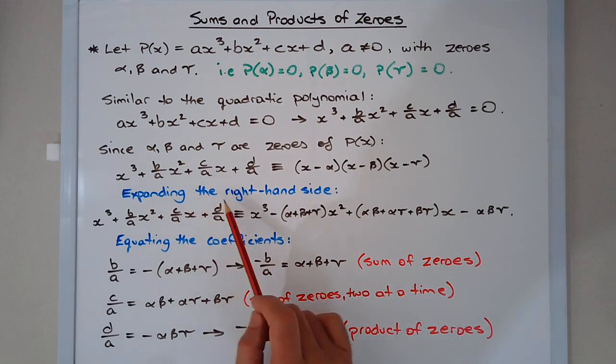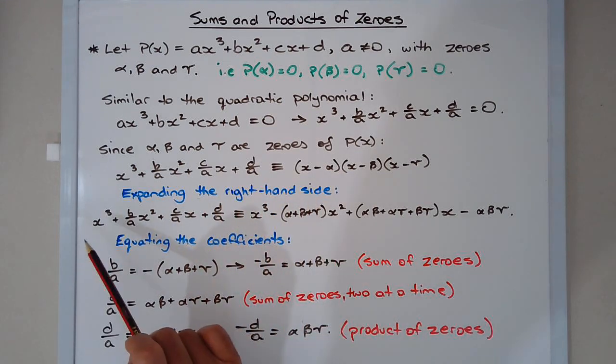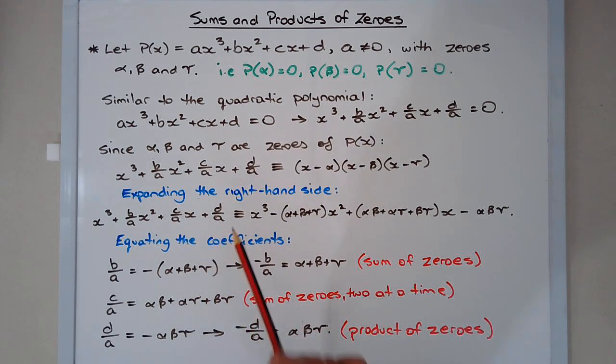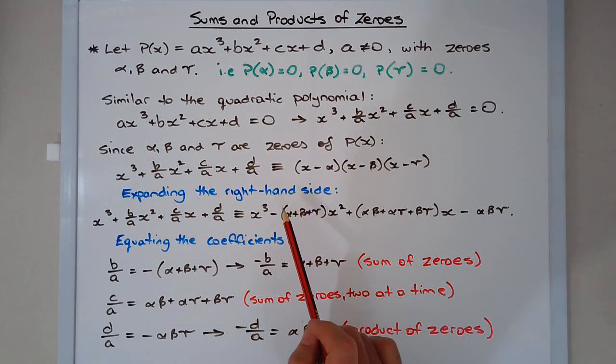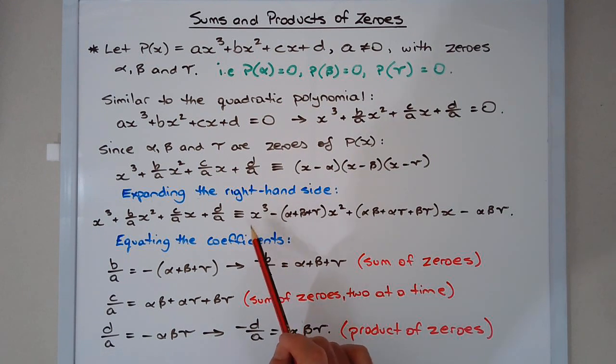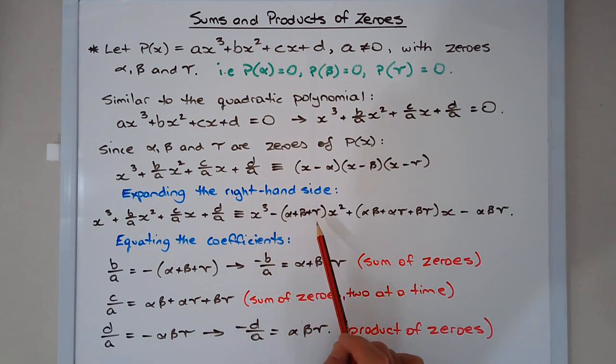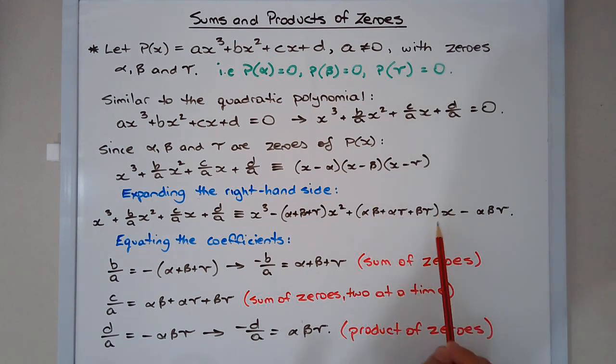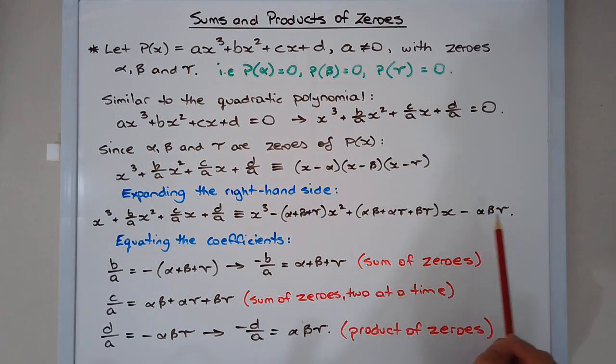Now, expanding the right-hand side, we have x cubed plus b on a x squared plus c on a x plus d on a is identical to, now I've skipped a few steps here, but the final result is x cubed minus alpha plus beta plus gamma in brackets multiplied by x squared, so that's the coefficient of x squared, plus alpha beta plus alpha gamma plus beta gamma in brackets multiplied by x, so this is the coefficient of x, minus the constant term alpha beta gamma.